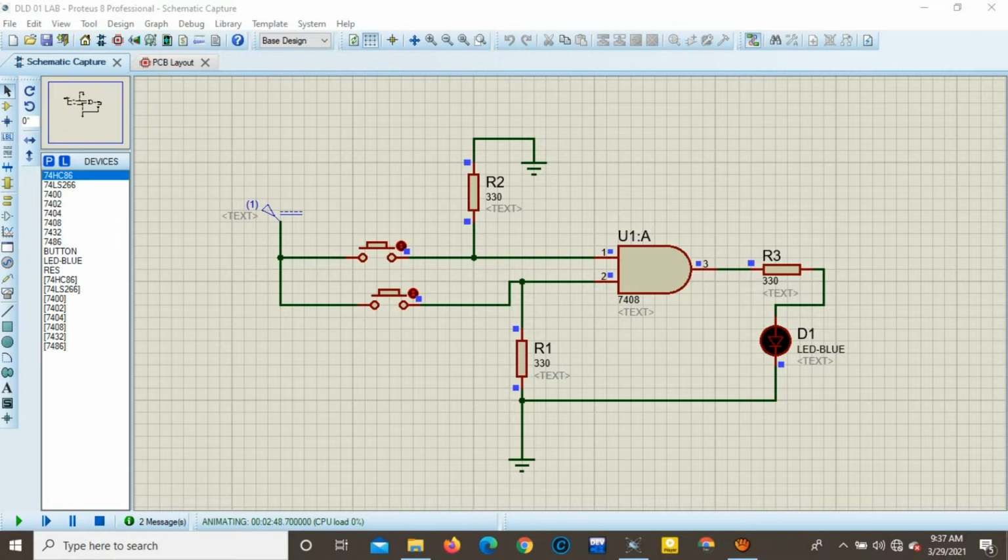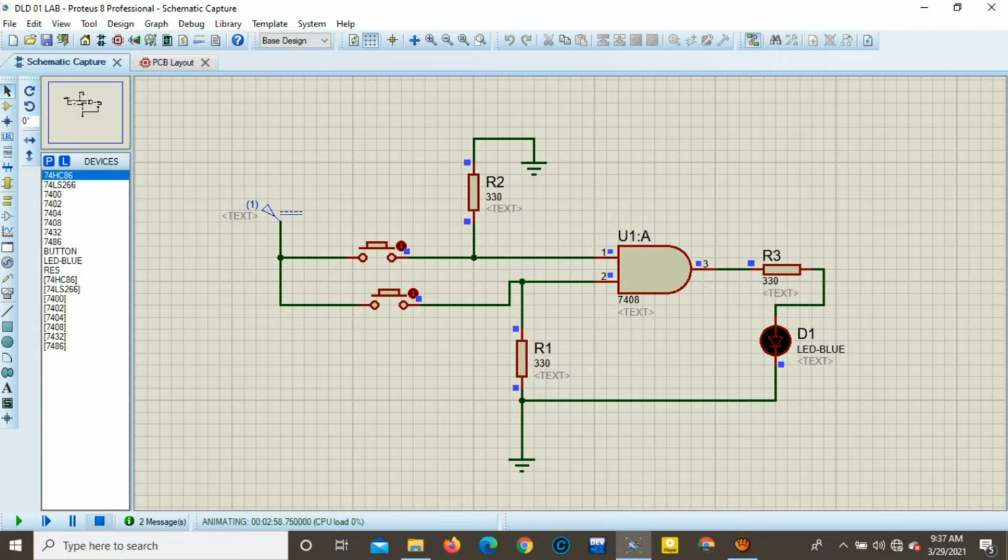So switch B is connected to the input of 2, and also switch 2 is connected to the resistor of 330 ohm, which is grounded. So here the output is connected to the resistor 330 ohm, which is connected to the LED bulb, and then it is grounded. And here we give the input voltage of 5 volt.